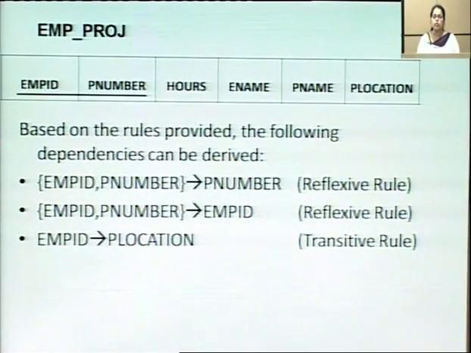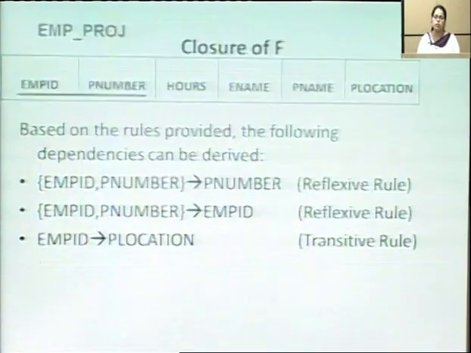This functional dependency is inferred or deduced using the transitive rule, because employee ID functionally determines the value of project number, and indirectly we can say that the employee ID is also determining the value of project location. So this is the transitive rule.